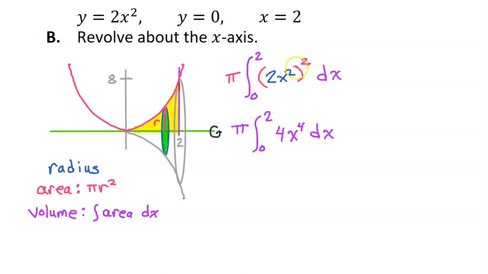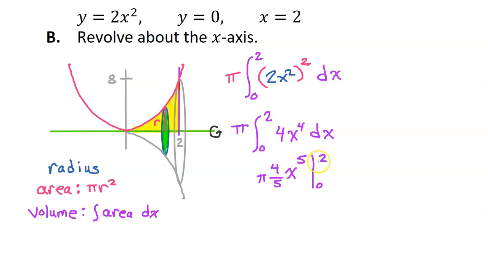If we square 2x squared, we get 4x to the 4th power. To find the antiderivative of 4x to the 4th power, I increase the exponent by 1, and then I divide by the new power. 4 divided by 5 is 4/5. Then I'm going to apply the limits of integration from 0 to 2, and don't forget about the pi that is out in the front.